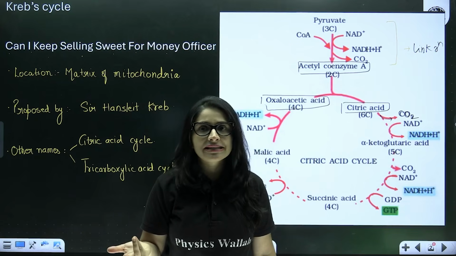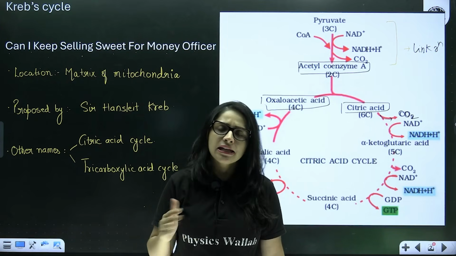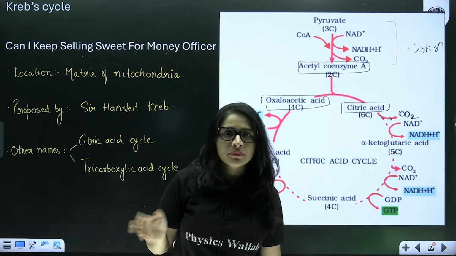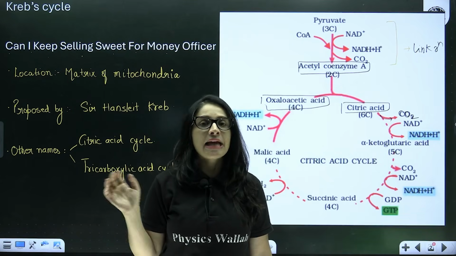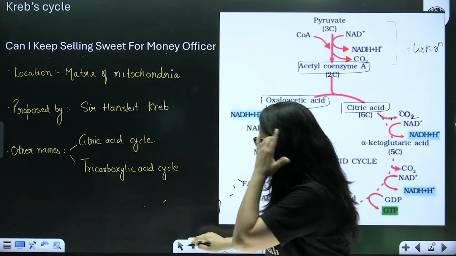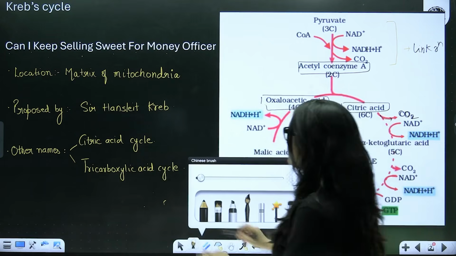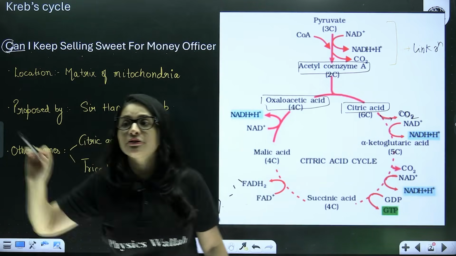Now see, is it very simple? I'm just asking a question to an officer, can I keep selling sweets for money, officer? Simple. Can you learn this mnemonic? Now see how this mnemonic helps you to learn the intermediates of Krebs cycle. See over here, beta. Can, ka C, that stands for citric acid.